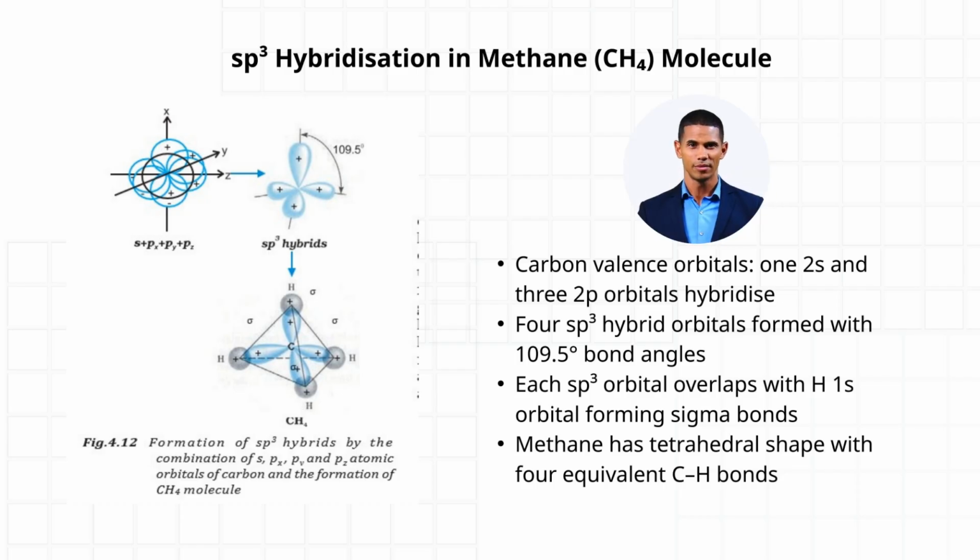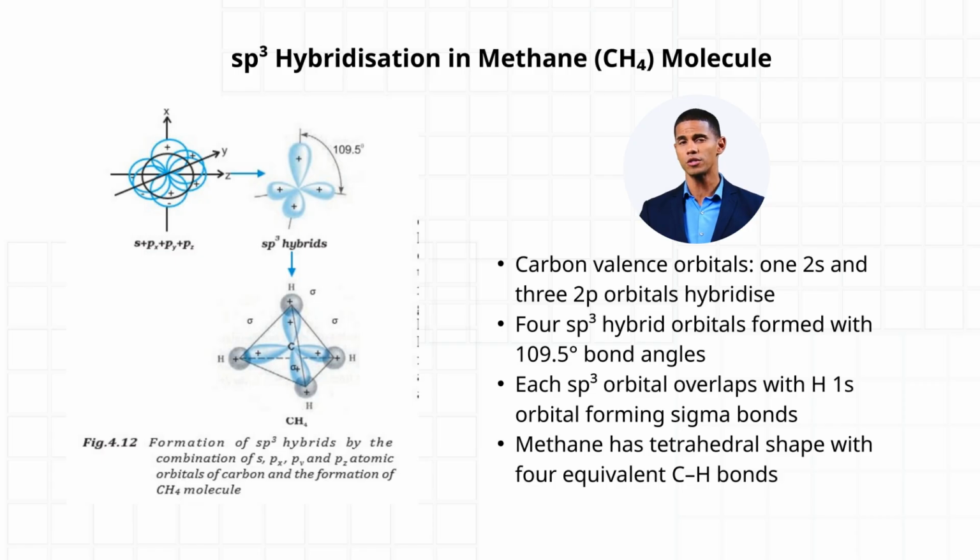Let's dive into the methane molecule, CH4, and see sp3 hybridization in action. Carbon's valence shell has one 2s orbital and three 2p orbitals, one along each axis x, y, z. These four orbitals hybridize, mixing their energies to form four new equivalent sp³ hybrid orbitals, each pointing towards a separate corner of a tetrahedron. This arrangement positions them 109.5 degrees apart, minimizing repulsions.